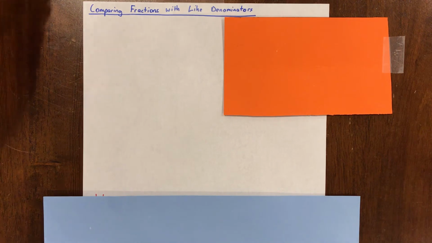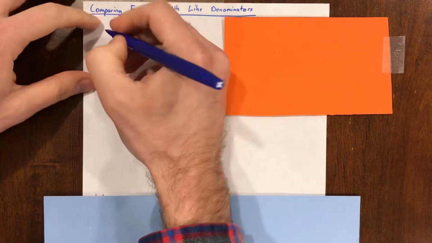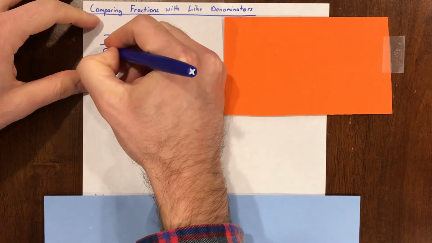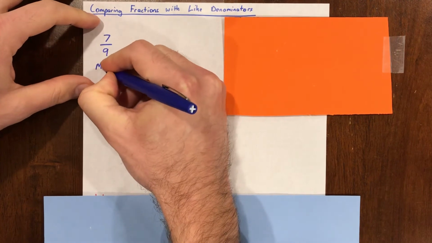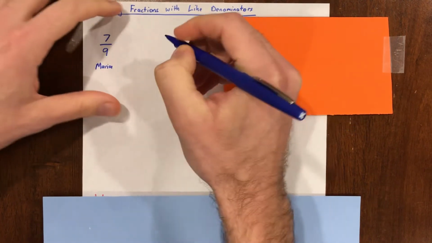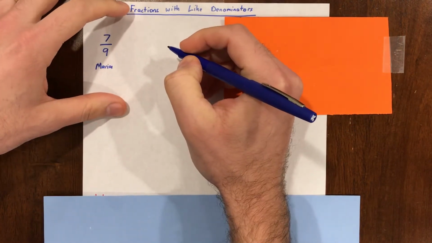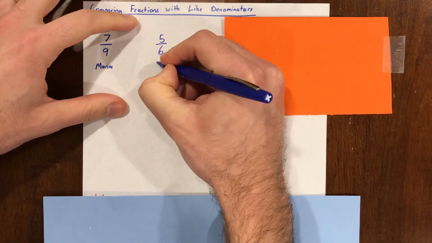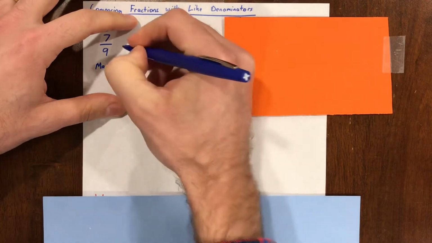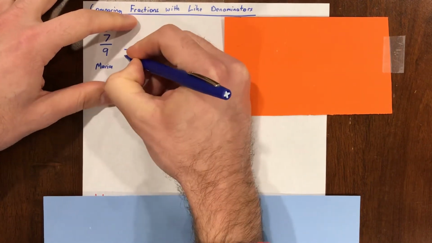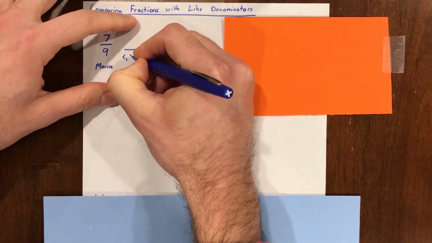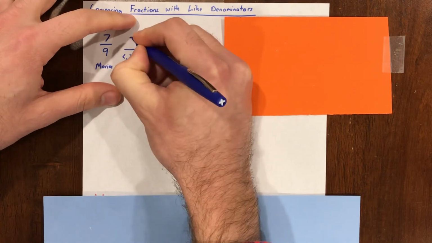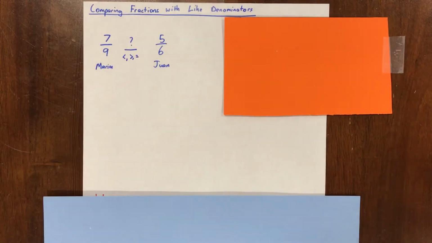Right, we have to show that we're comparing 7/9 for Maria, and we're comparing that to 5/6 for Juan. We can just put a blank in the middle with a less than, greater than, or equal sign, but we're not sure which of our two fractions is greater. That's what we're trying to figure out.